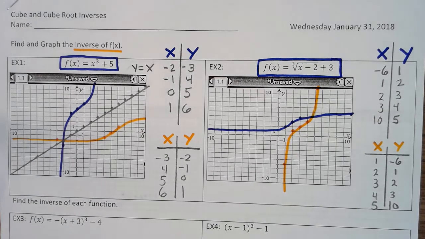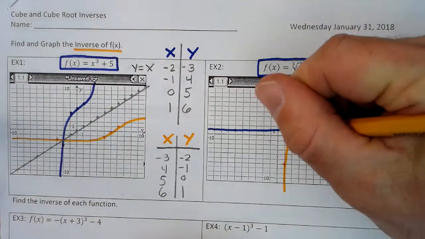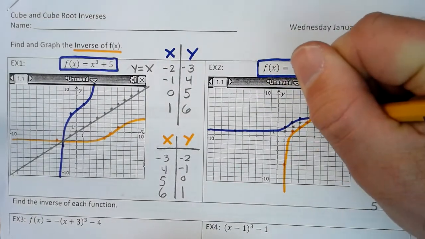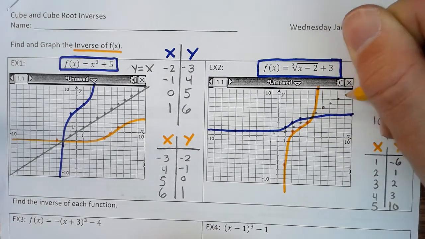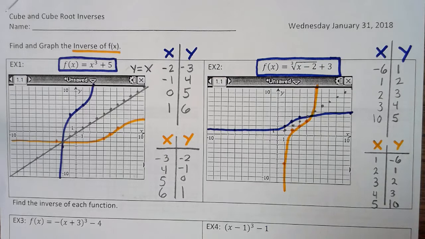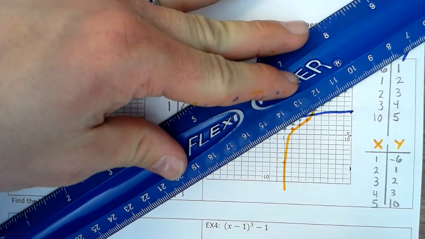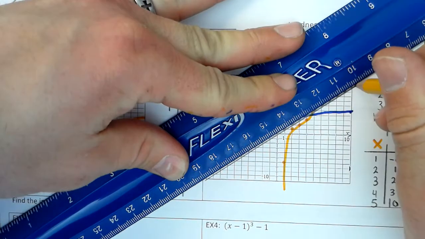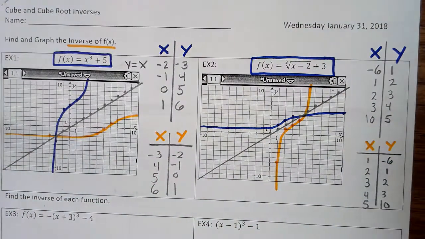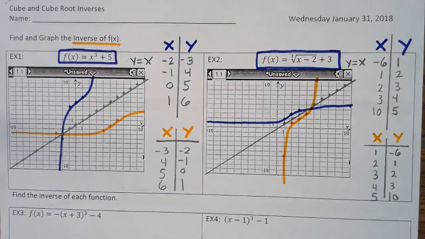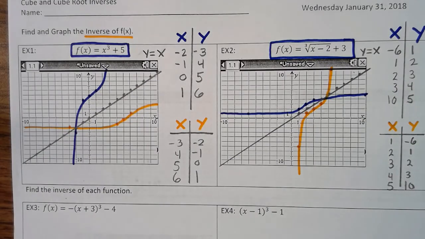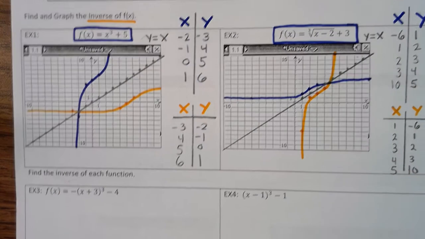All right, and then we graph the y equals x line. So 1, 1, 2, 2, 3, 3, 4, 4, 5, 5, 6, 6, 7, 7, 8, 8, 9, 9, 10, 10. And we can see that it reflects over the y equals x line. So they are inverses. All right, now let's look at example 3.